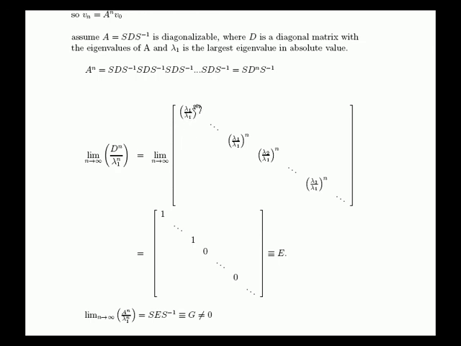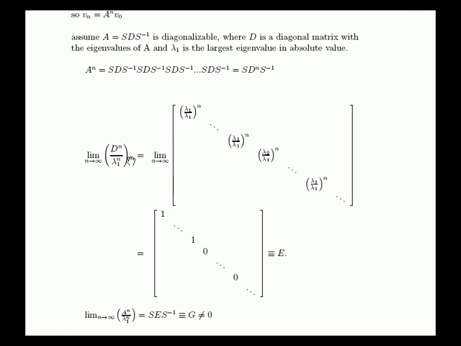Well, D to the nth is lambda 1 to the n. Now, notice we're assuming lambda 1 may be a repeated eigenvalue here. It's bigger than all the others, but it might be a double eigenvalue. And then lambda 2 is smaller in absolute value. These might even be complex, but smaller in complex absolute value. So D to the nth power is lambda 1 to the n, lambda 1 to the n, lambda 2 to the n, lambda 3 to the n, and so on.